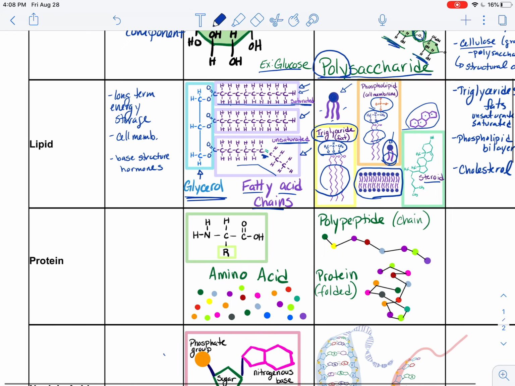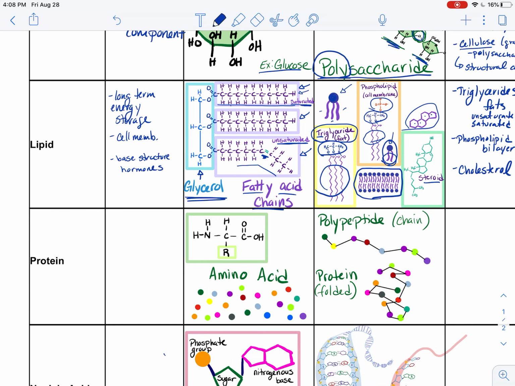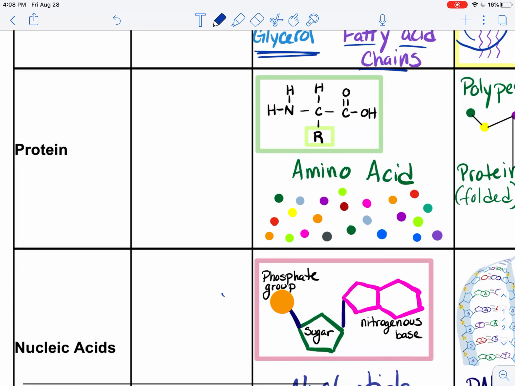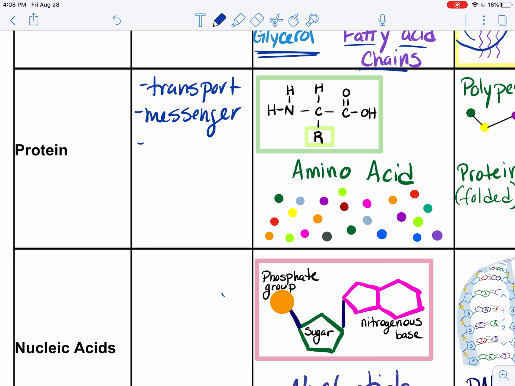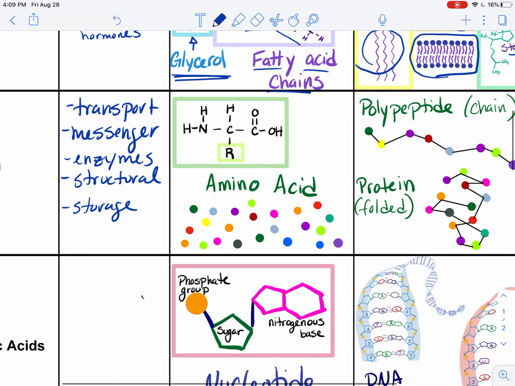We're going to move on to proteins next. Proteins make up all kinds of different functions of the body. I'm just going to label some of the jobs that we know that they do. We've got transport proteins, we've got messenger proteins. They do so many jobs in the body, it's hard to list all of them here. We've got enzymes in the body. They act as structural components for cells. We've got storage proteins. That's just a few of their functions inside of the body.